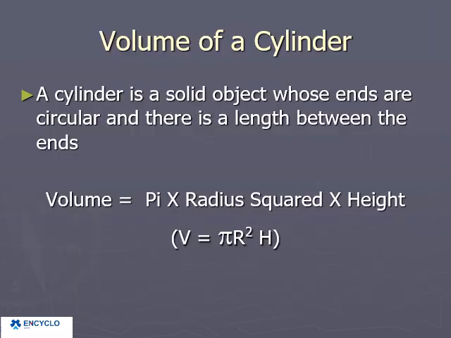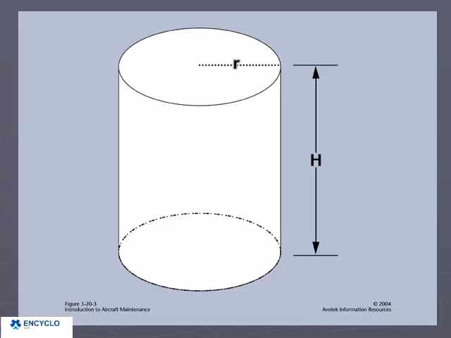A cylinder has two circular ends and a set height. Its volume is calculated using the formula volume equals pi times radius squared times height. This diagram illustrates a right circular cylinder, defined by its radius r and height h. To calculate its volume, use the formula V equals pi times r squared times h, which multiplies the area of the circular base by the height.